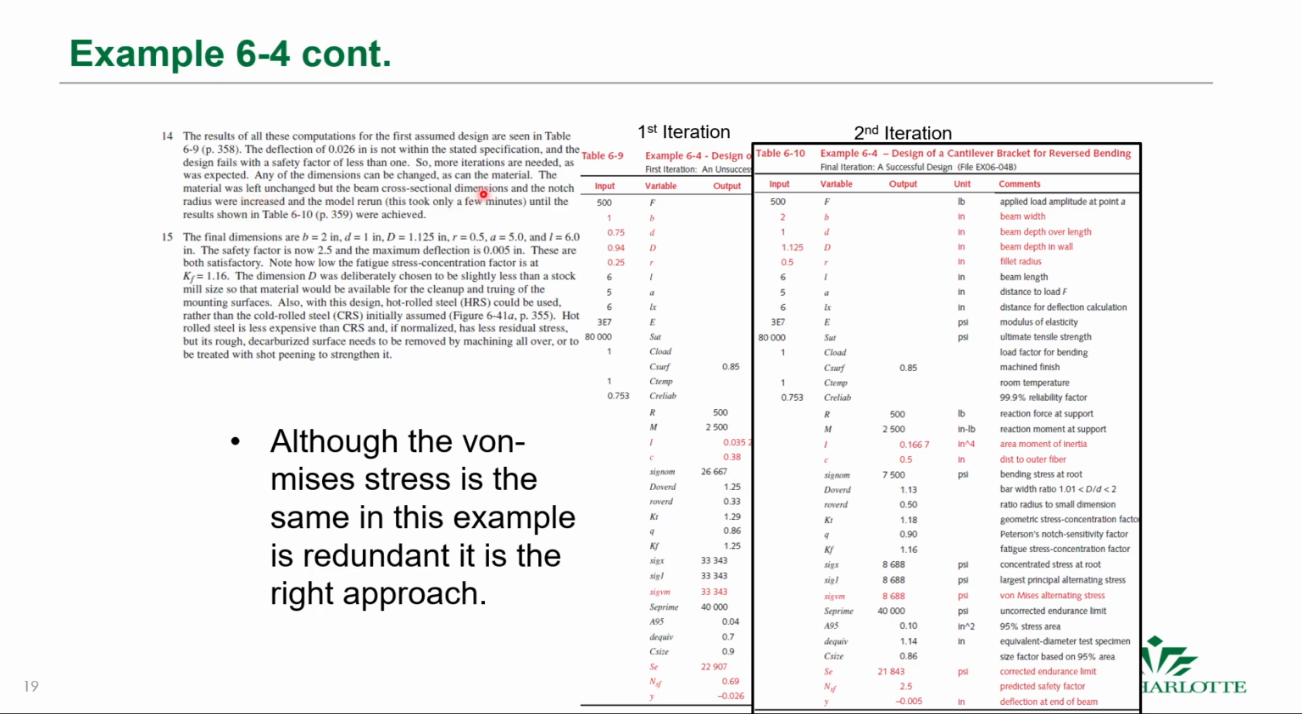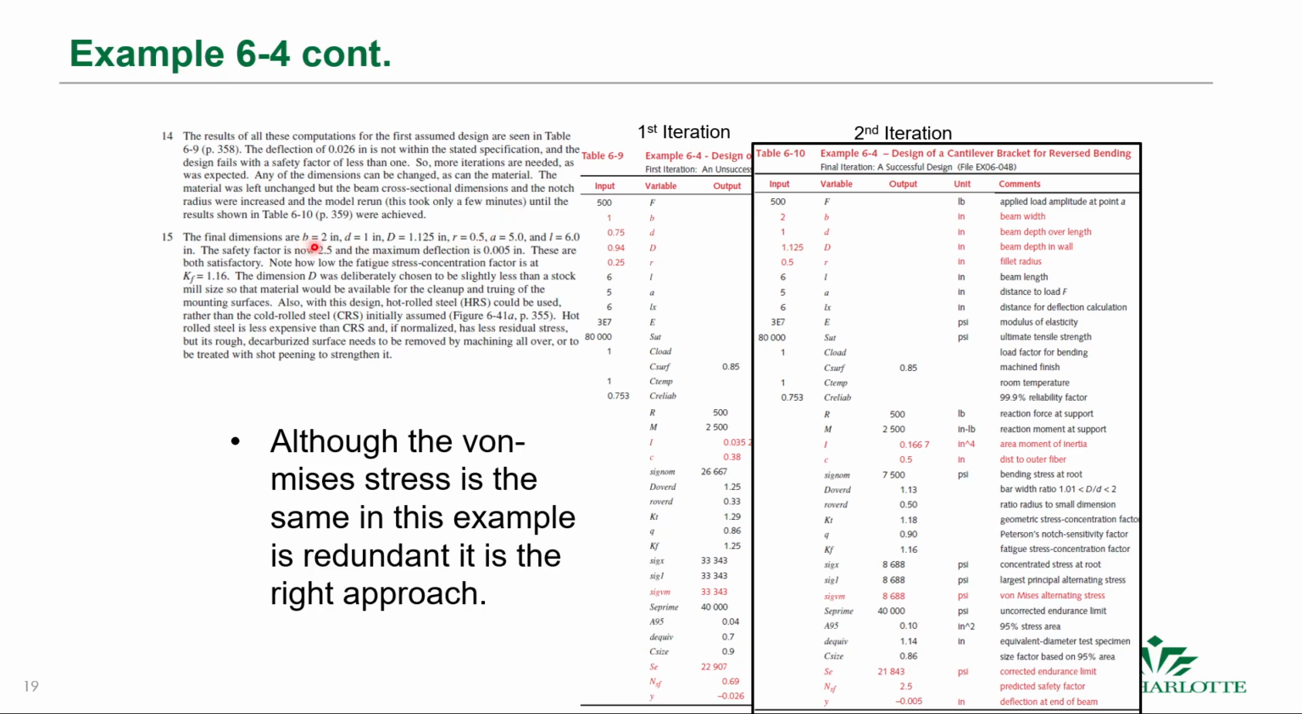So in this case, for the second iteration in this example, the material was left unchanged, maybe because of cost reasons, because it costs about the same if you get a little bit larger material and you're going to go through the same machining processes. But the beam cross-sectional dimensions and the notch radius were increased. You can change these parameters when you have everything set up parametrically, like in the EES. You can just play around with these and look at everything and it'll all fall out, and you can play with your design.